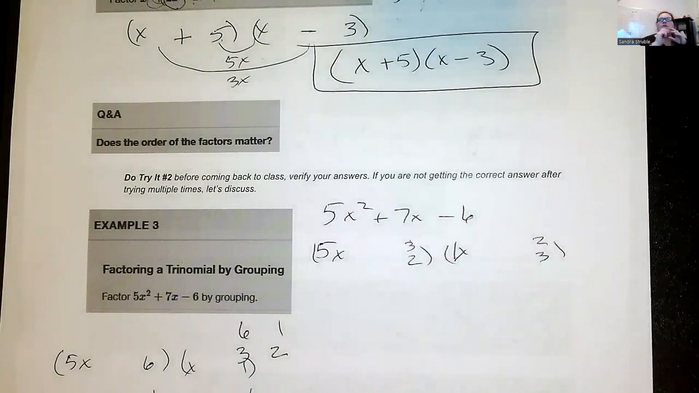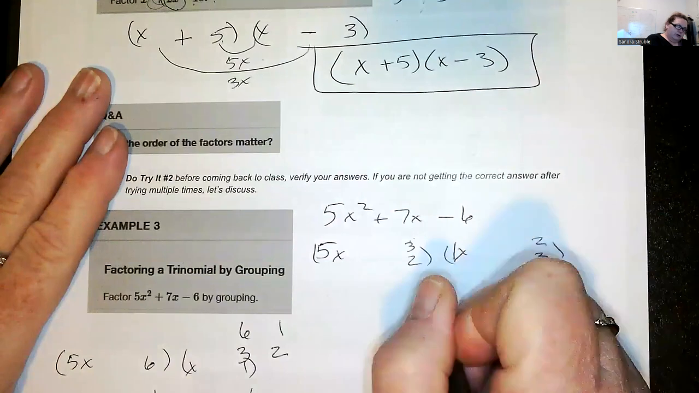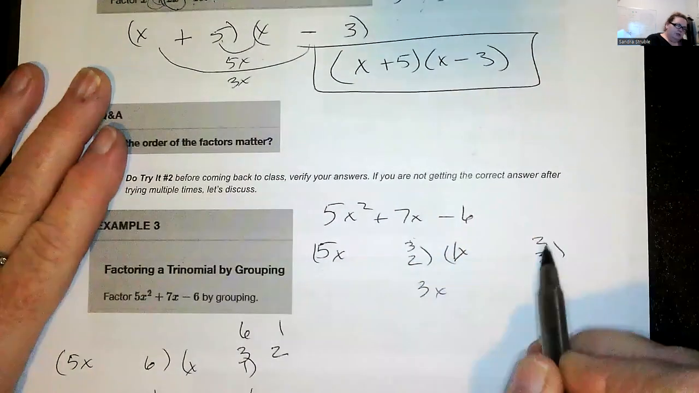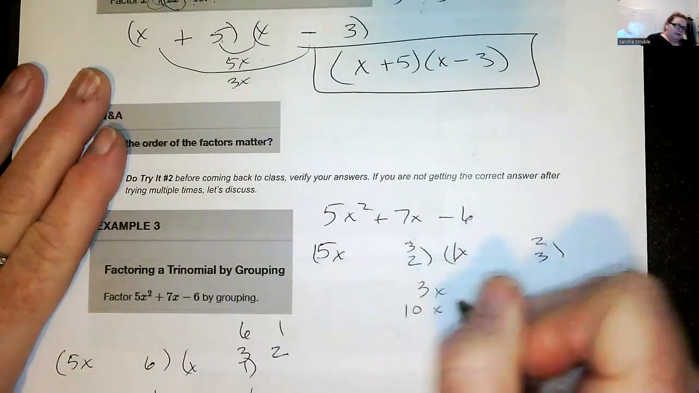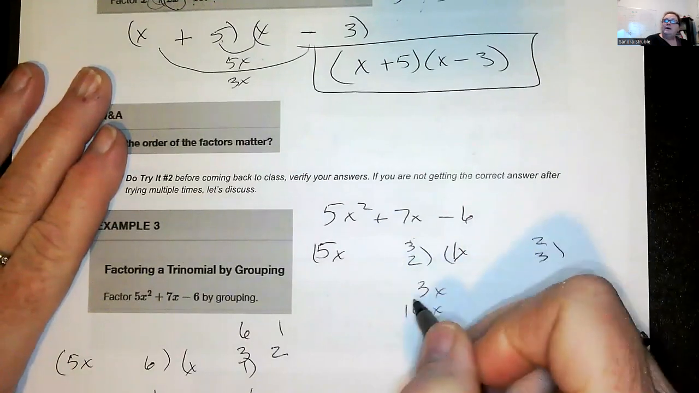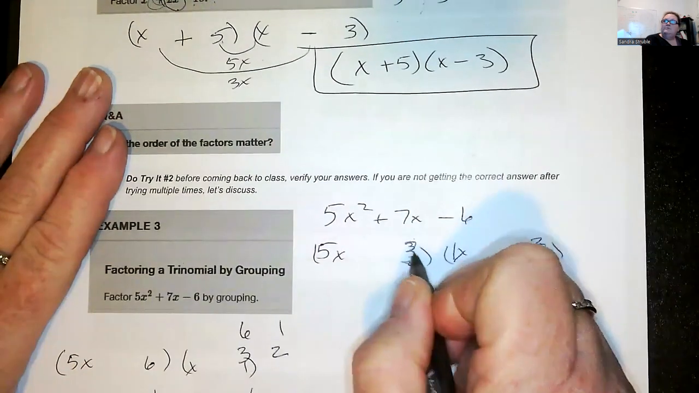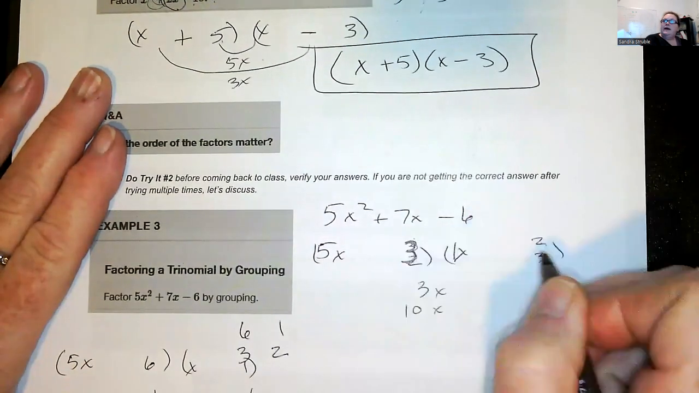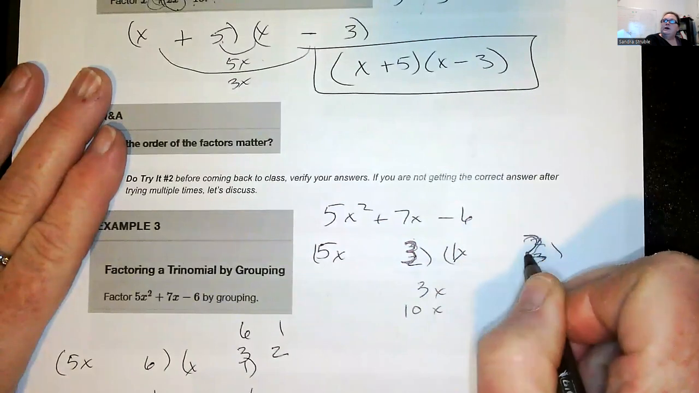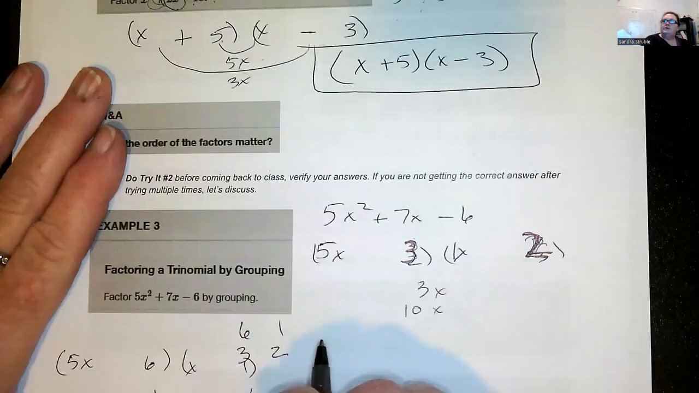I got that set. So the next thing I need to look at is what's going to give me that 7x. Okay, so I'm going to go 3 times 1 is 3x. 5 times 2 is 10x. That right there, when these are subtracted, will give me my 7x. Okay, so this has to be a 3. And this has to be a 2. Now, we had a student in class show us another way to do it.